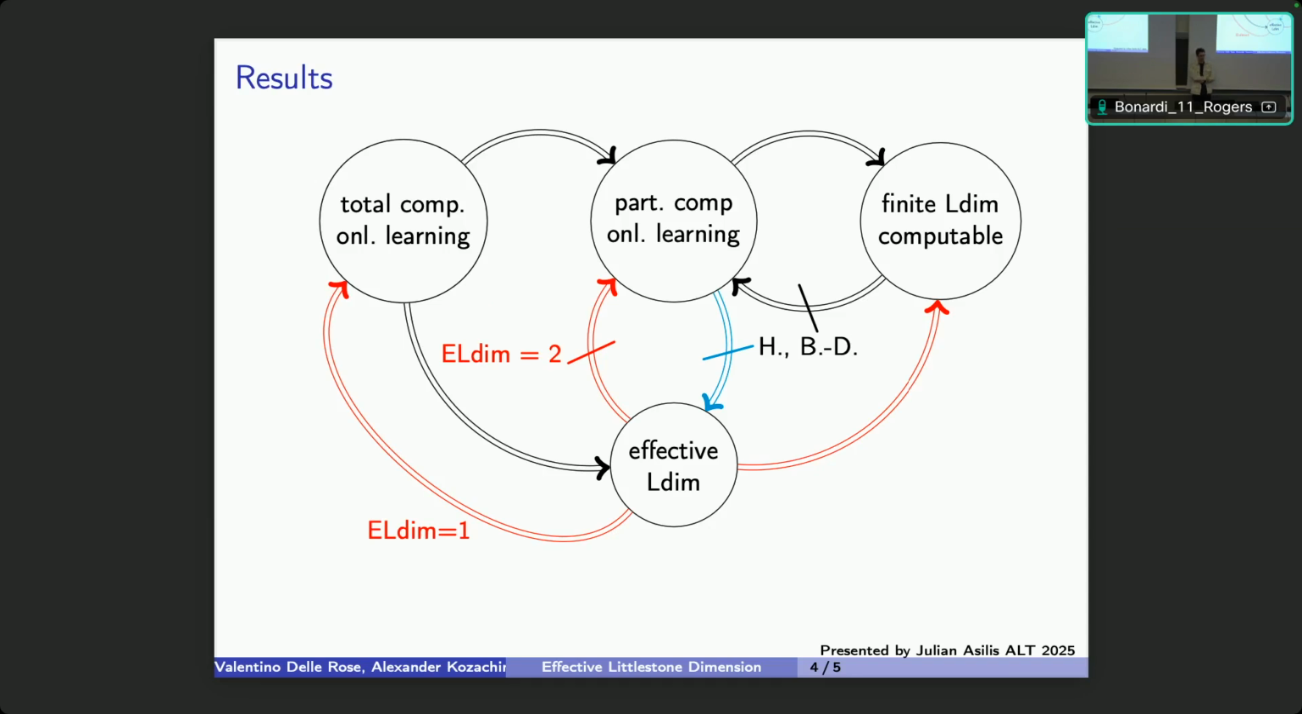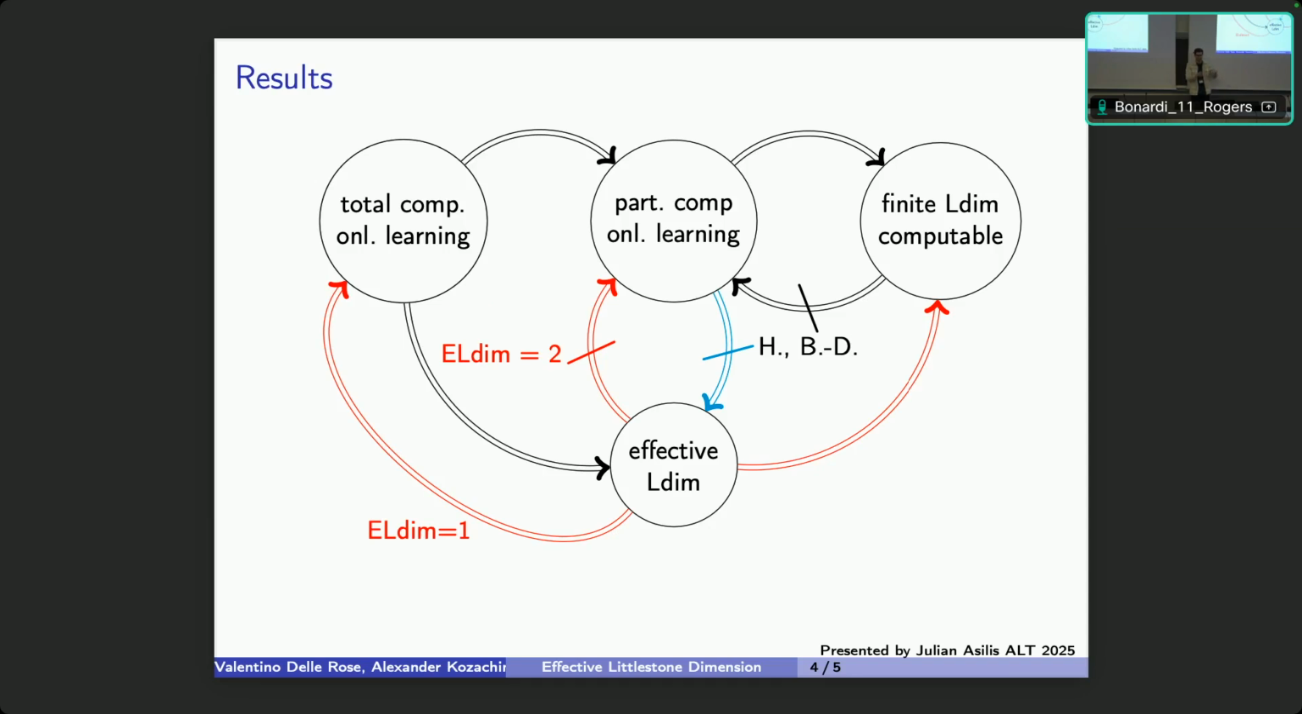Okay, and then one thing I'll mention, I'll end on this, is that with the arrows we have, this actually gives us a separation between total computable online learning and partial computable online learning. Because I have an arrow from total to effective Littlestone dimension. I don't have an arrow from partial to effective Littlestone dimension. And so that means for the two notions of computable online learning, you actually have a separation.